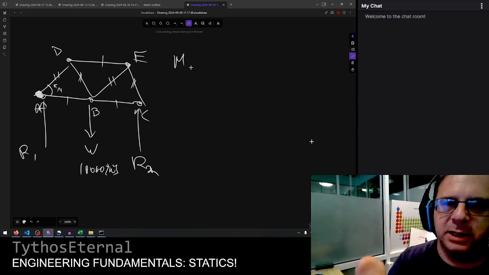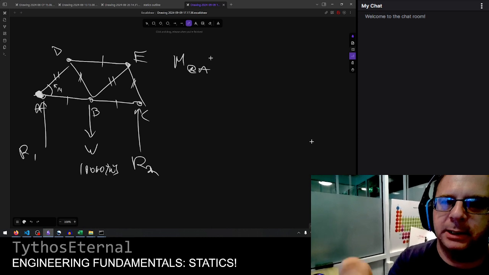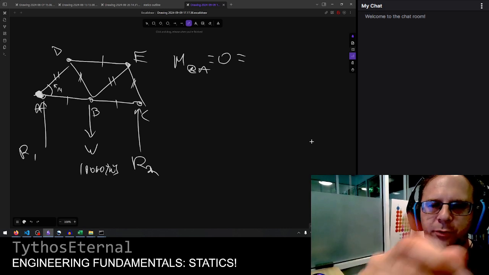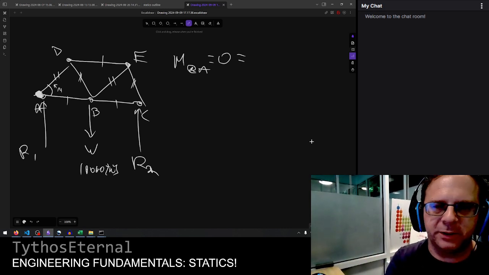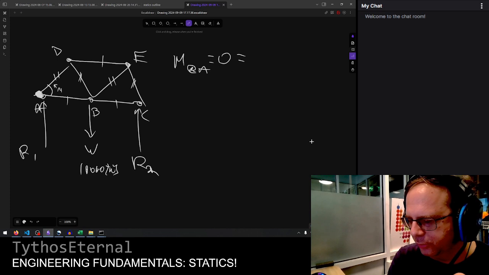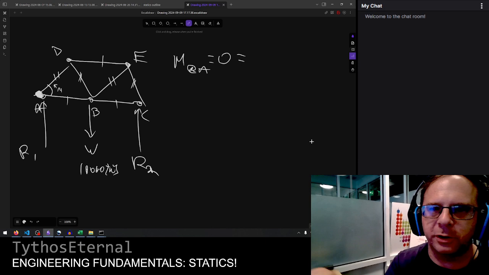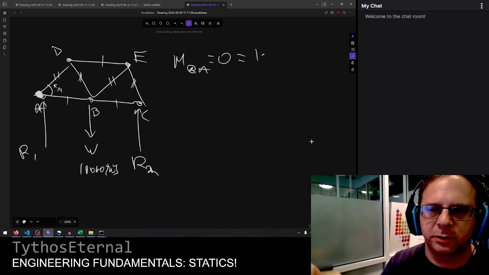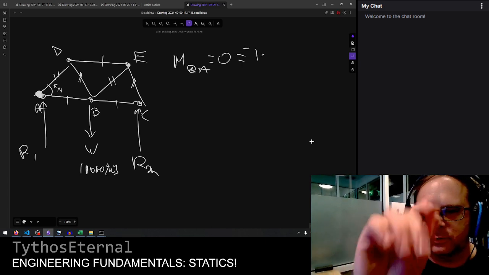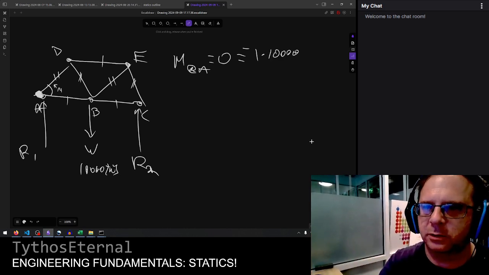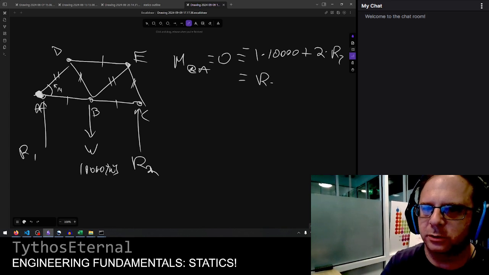And let's say the sum of moments at A, we know that's going to sum to 0. So this first moment is, let's say this is 1 meter. I think we said it was 1 meter in our, yes, this is 1 meter. So that's 1 meter R times, it's going to be negative because it's right-handed positive, 10,000, plus distance of 2 times R2. No real surprises here.